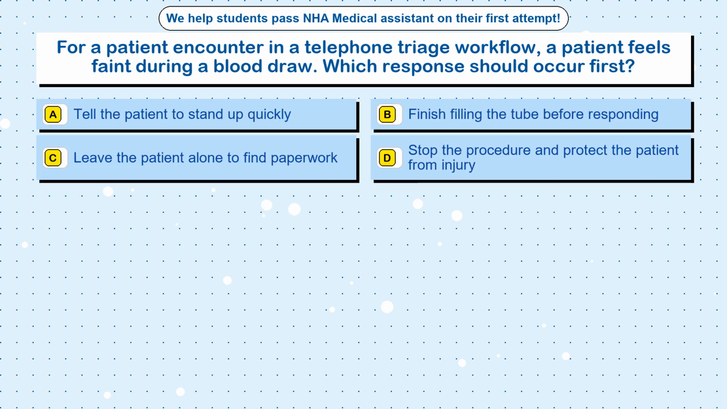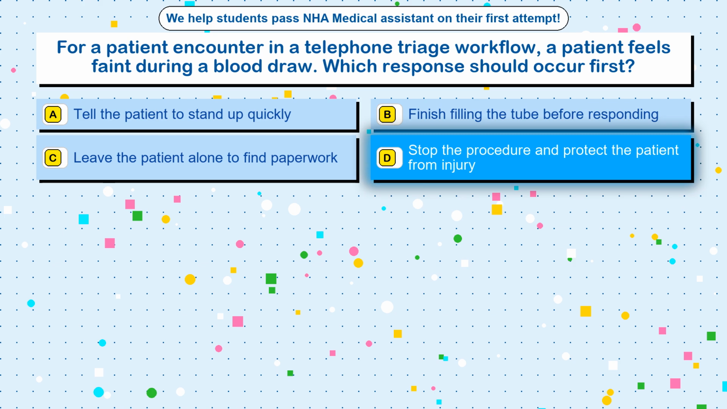Question 73. For a patient encounter in a telephone triage workflow, a patient feels faint during a blood draw. Which response should occur first? Option A, tell the patient to stand up quickly. Option B, finish filling the tube before responding. Option C, leave the patient alone to find paperwork. Option D, stop the procedure and protect the patient from injury.